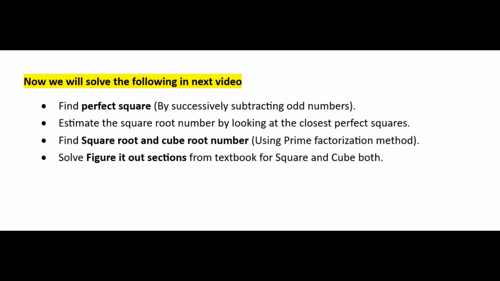Now we'll solve the following in our next video. We'll learn how to find perfect squares. Then we'll learn how to estimate the square root of a number by looking at the closest perfect squares. Then we'll learn how to find square root and cube root of numbers. And then we'll solve the figure it out sections from the textbook.